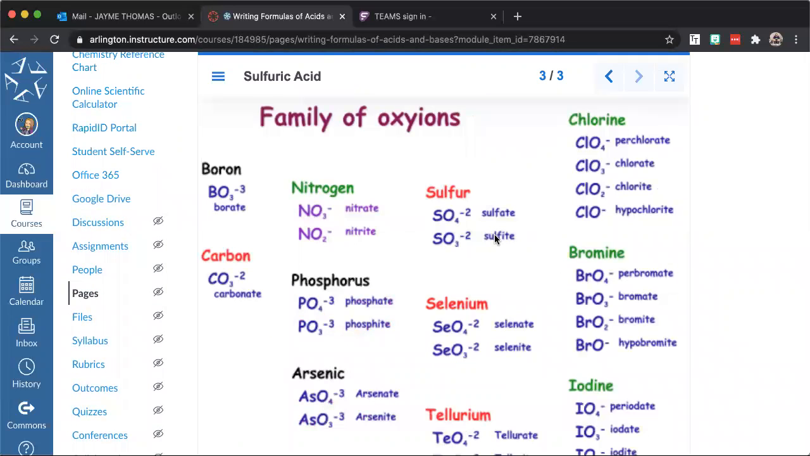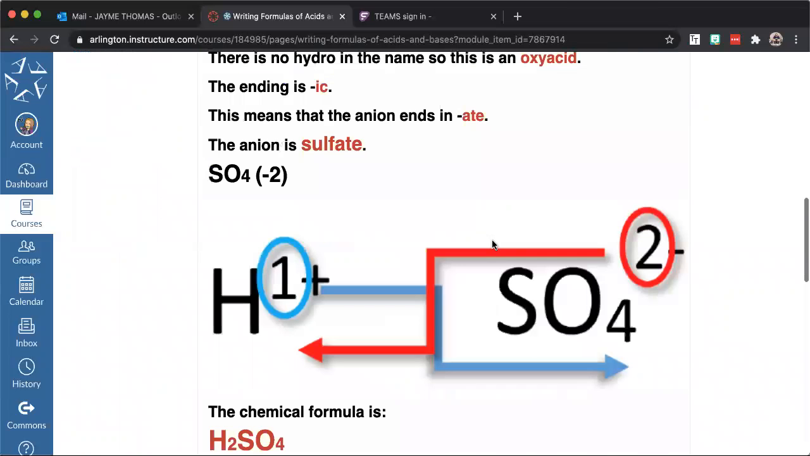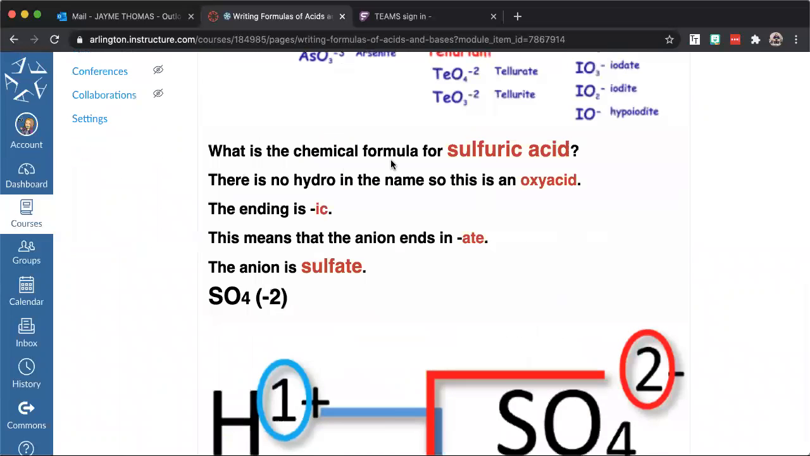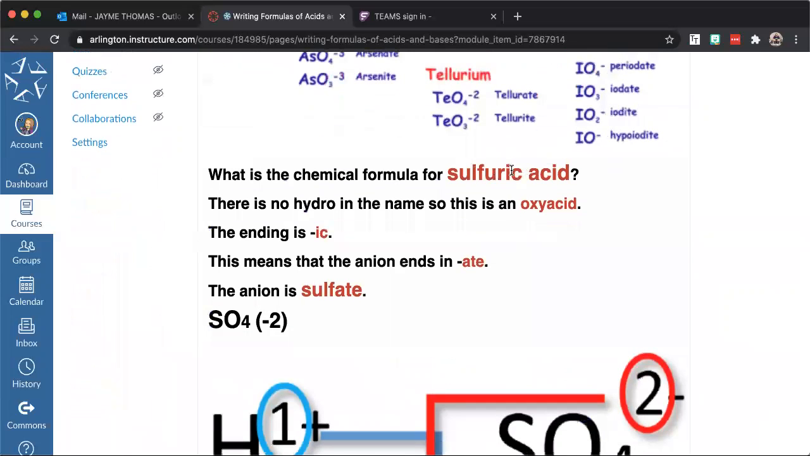Acids, you do it the same way. The only difference is you're always going to have hydrogen +1. The negative ion is what's going to change. So you have to look at the name. So for example, this one says sulfuric acid. So number 1, it does not have hydro. That tells me that it cannot be binary. No hydro in the name means that it has to be an oxyacid, which means it has one of these polyatomic ions in it.